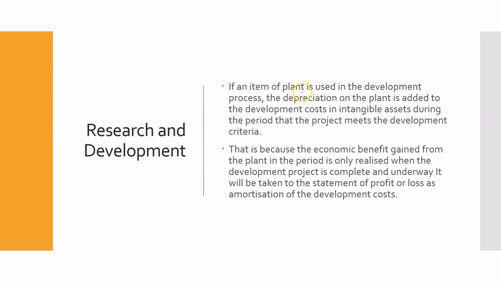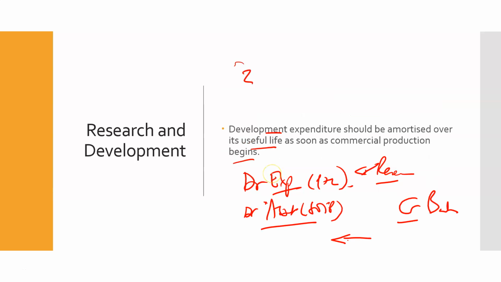So here are scenarios where we are using assets within the organization, focusing those assets in on projects to do with R&D. If an item is used in the development process, the depreciation on the plant is added to development costs in intangible assets during the period that the project meets the development criteria. So we can allocate some of that depreciation cost to the development costs for that period. So you get those scenarios.